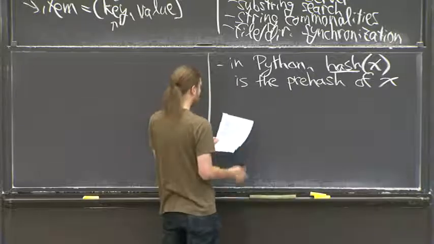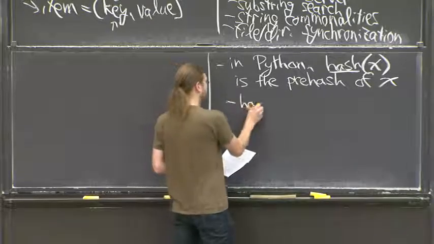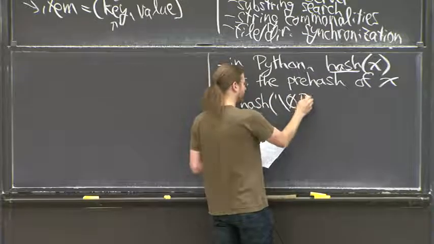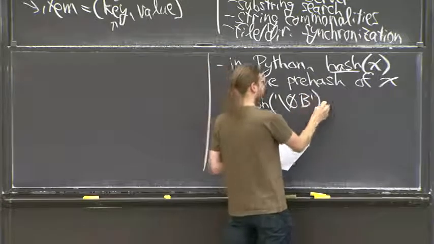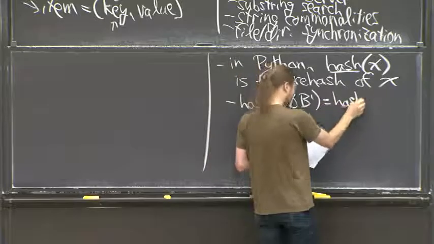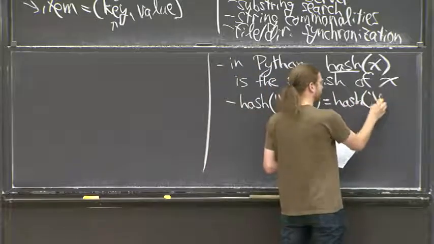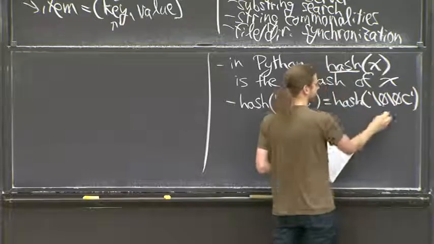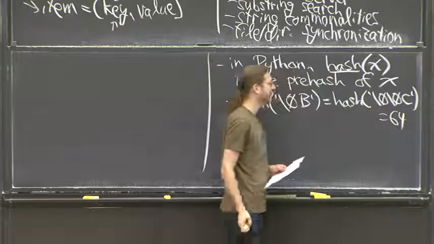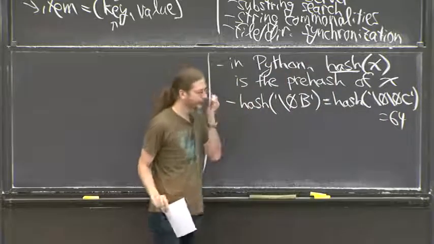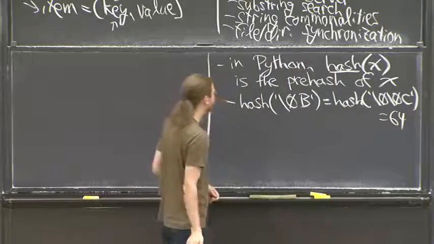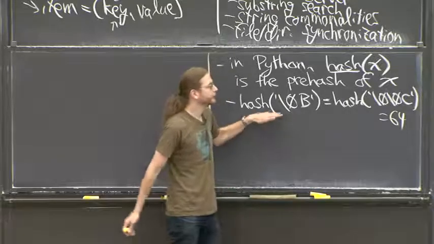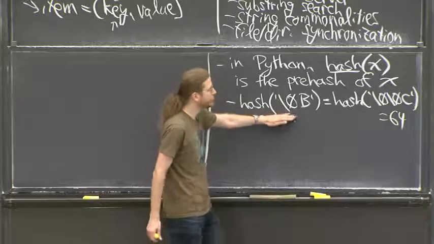For example, the hash of this string, \0 capital B, is equal to the hash of \0 capital C, 64. It's a little tricky to find these examples, but they're out there. So it's a concern. In practice, you have to be careful about these things.